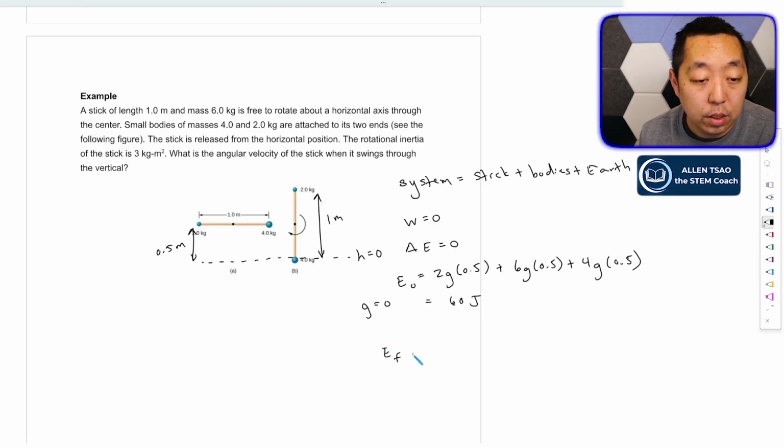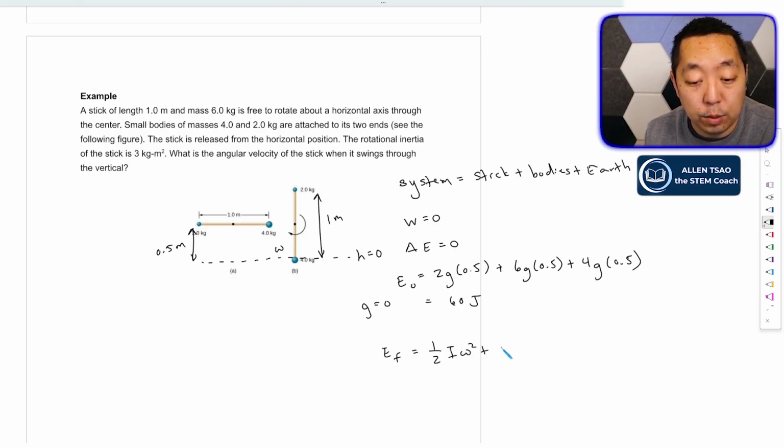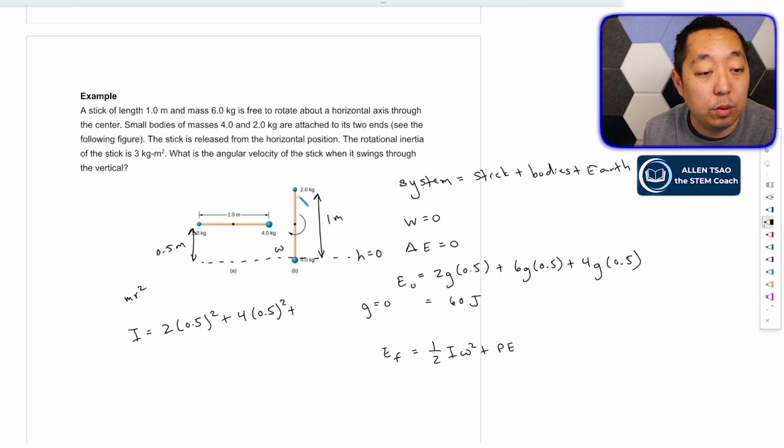Okay. Now at the final state, it now has an angular velocity, and there are different masses at different distances. So there's an angular velocity and some gravitational potential energy, right? Let's do the angular velocity first. So what is the rotational inertia of the system that we're talking about here? We have the 2 masses and the stick. So each mass has its mr squared. So it's 2, so mr squared for each of the point masses. So 2 times 0.5 squared. And then this is 4 times 0.5 squared. And then plus the rotational inertia of the actual stick itself, which is 3.